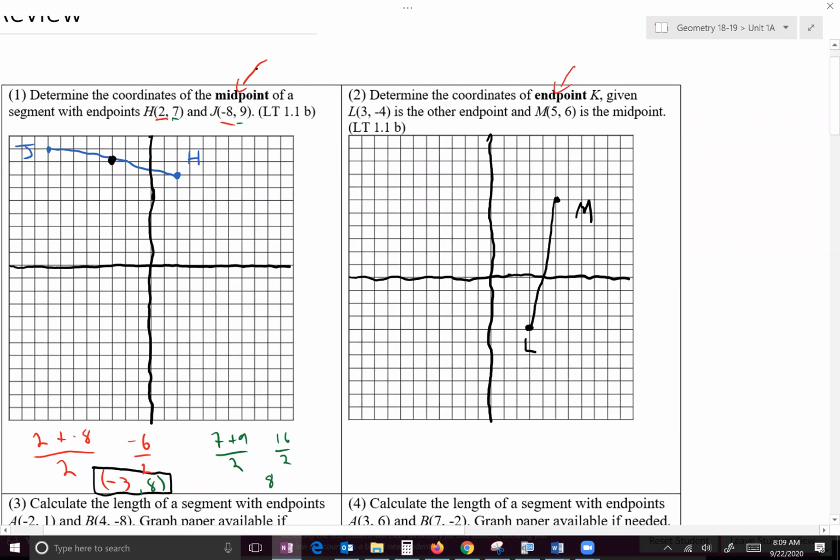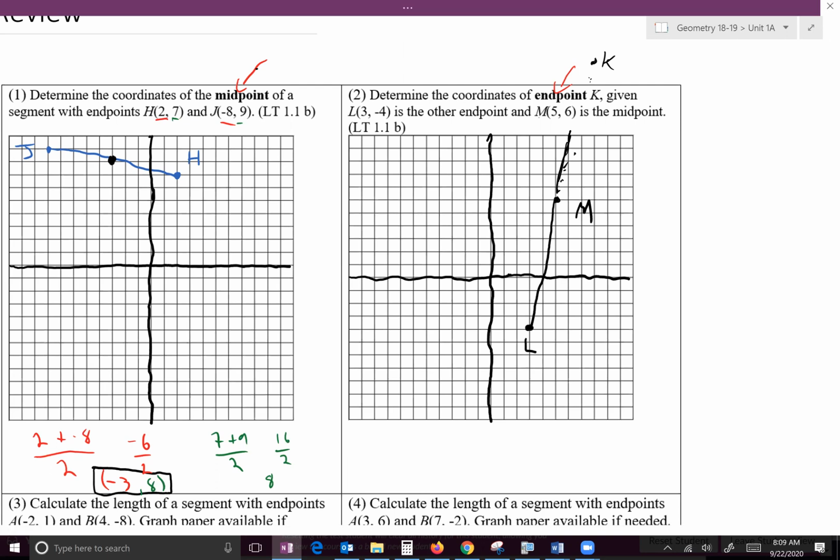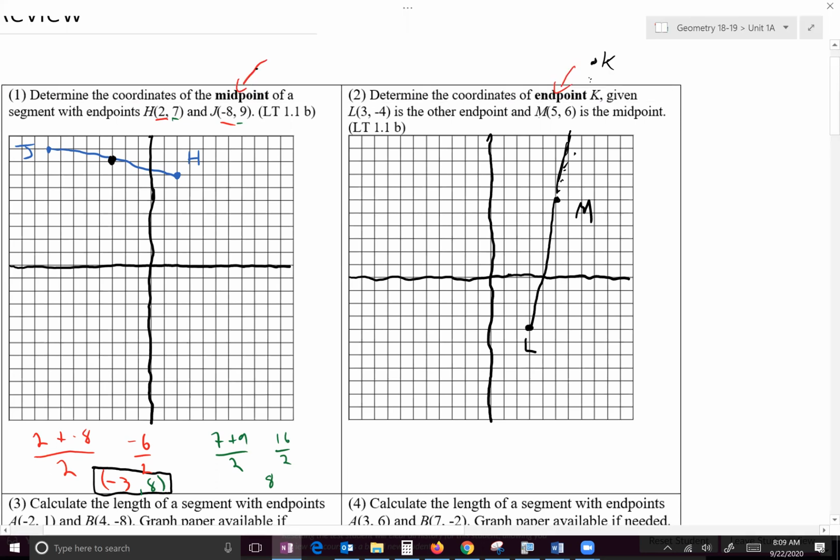All right. Well, I'm kind of going to run into a problem here because I'm going to run out of room here. My segment is going to keep on going, something like that. And my other endpoint is going to be somewhere off the end. That's where K is going to be, somewhere up here. Okay. So for this one, I'm going to have to almost exclusively look at the coordinates. We're going to have to solve it that way. So the way that we find it is we look at the X coordinates.